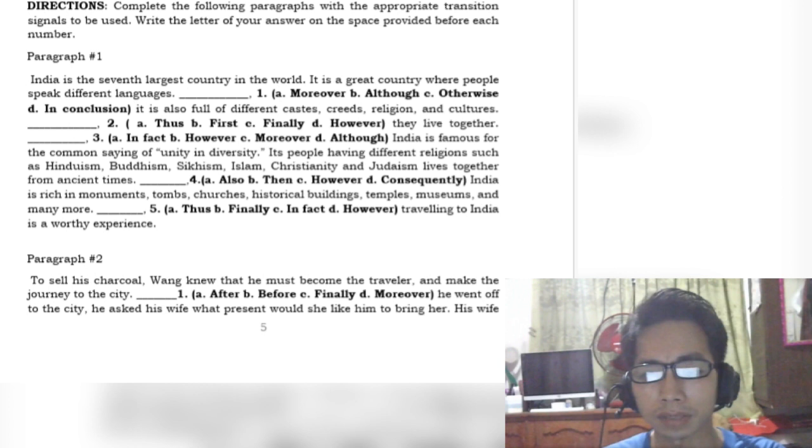So that's the story behind these 3 characters: the Brahman, the thief, and the ghost. So don't forget the conversation or the story behind this comic strip, because you're going to answer next the following questions related to the story.